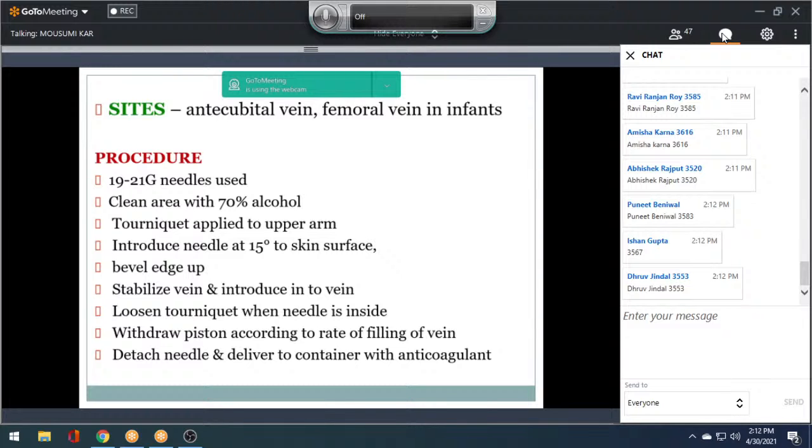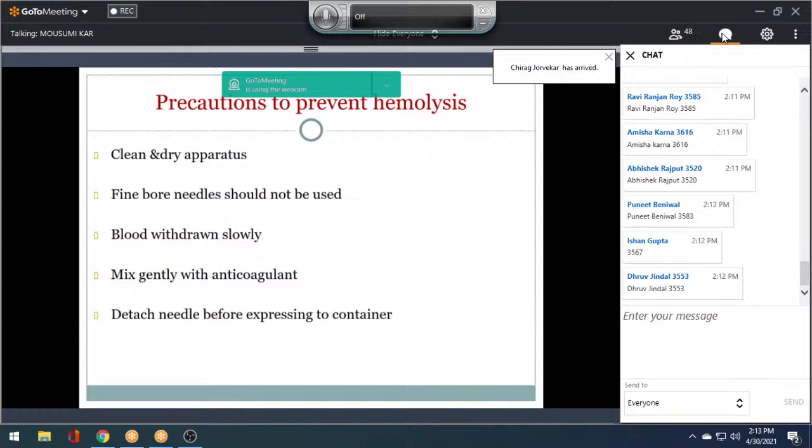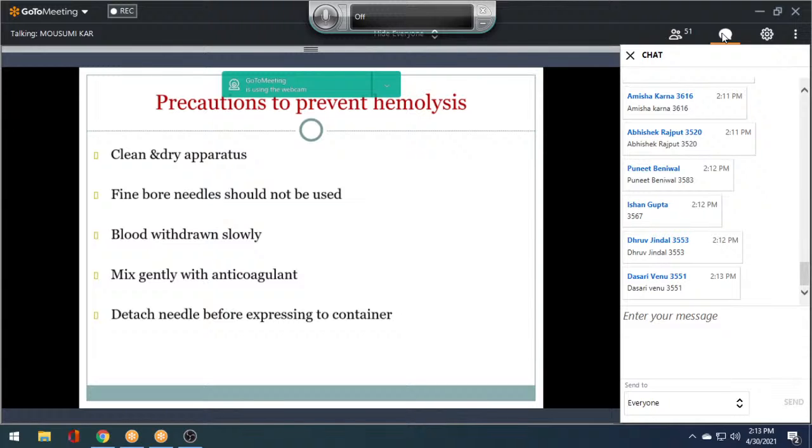The precautions to prevent hemolysis include: you have to use a clean and dry apparatus, because if there is moisture, then again the RBCs can swell up and cause hemolysis. Fine bore needles should not be used because the aperture of the needle, the diameter, is very small. So when the RBCs pass through this thin diameter, they tend to break. You withdraw the blood slowly. Do not apply a lot of vacuum because, again, because of the pressure difference, they may break.